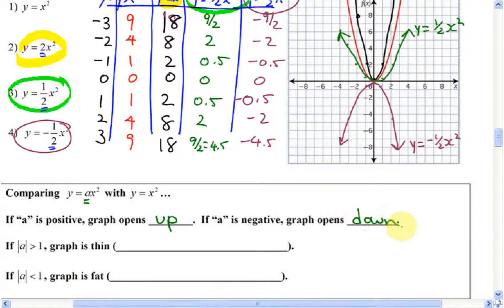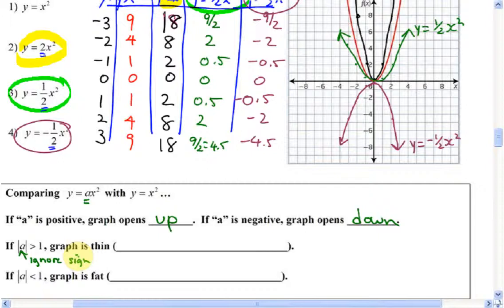Now, here's an important part. Have you seen this sign before, the absolute value sign? Sort of, not really. That means just ignore the actual sign. So I'm just saying look at the actual number. Okay? So in this case, the absolute value of a for number 2 is 2. The absolute value of a for 3 is a half. The absolute value of a for 4 is just a half. So ignore the negative. Okay?